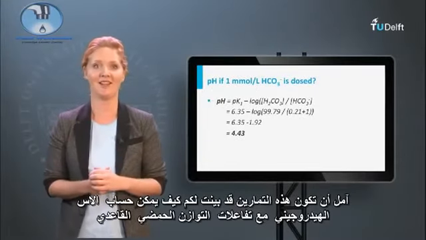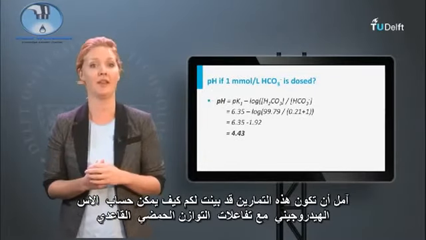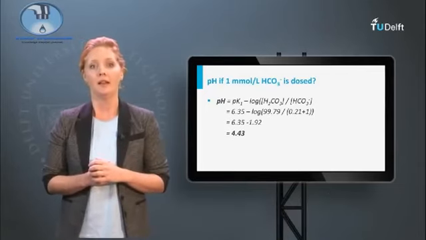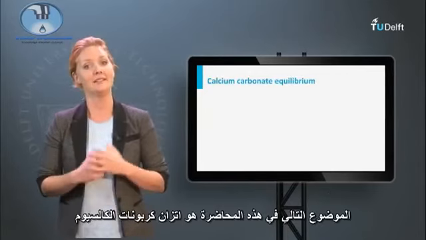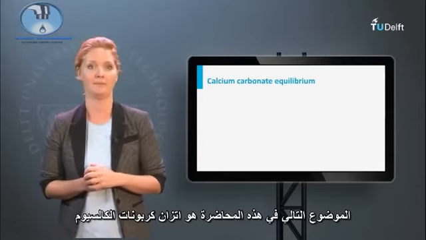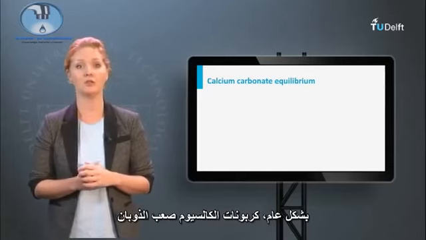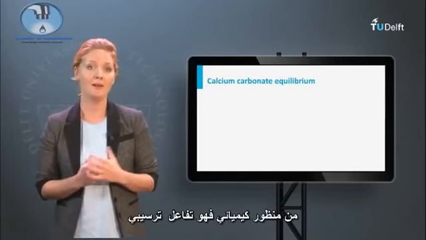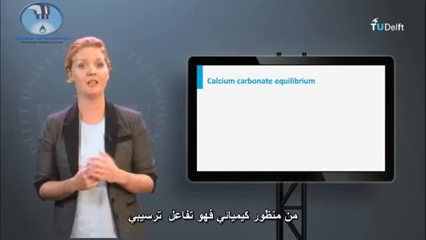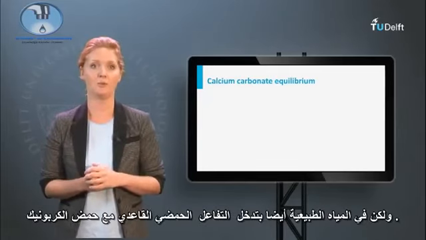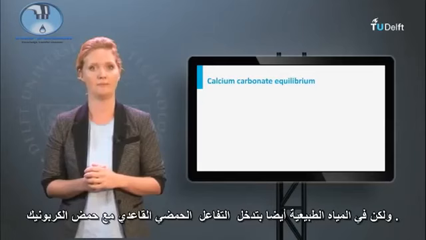Well, I hope these exercises have shown you how the pH with acid-base equilibrium reactions can be calculated. The next topic in this lecture is the calcium carbonate equilibrium. In general, calcium carbonate is difficult to dissolve in water. From a chemical perspective, this is a precipitation reaction. But in natural water, also acid-base reactions with carbonic acid are involved.